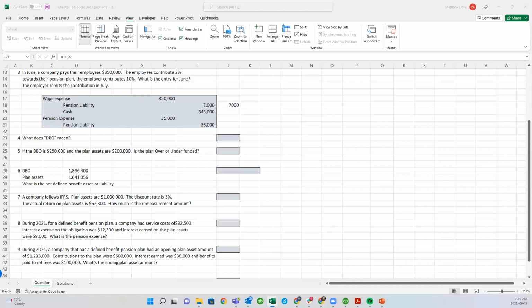Next question, what does DBO mean? Because you'll see this acronym often in this chapter and in real life. DBO stands for Defined Benefit Obligation.